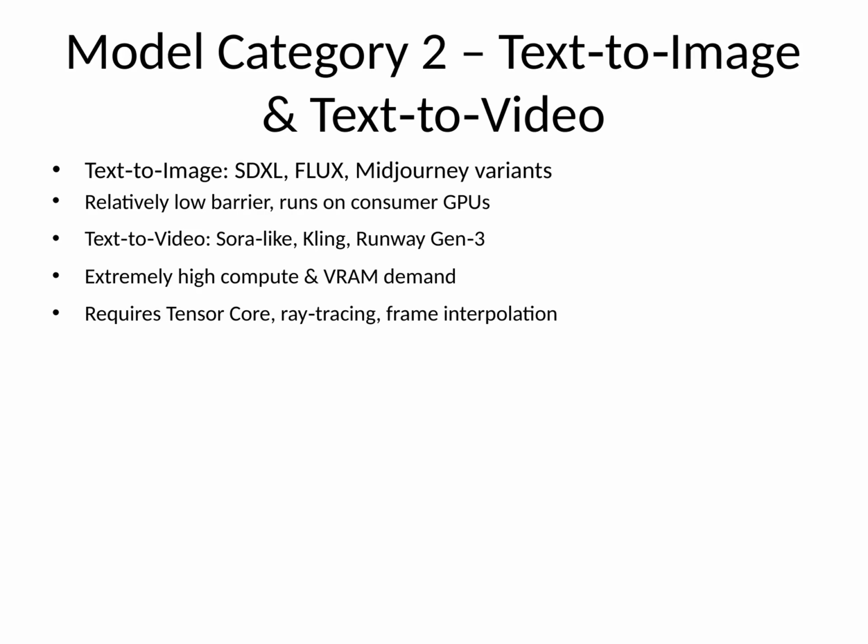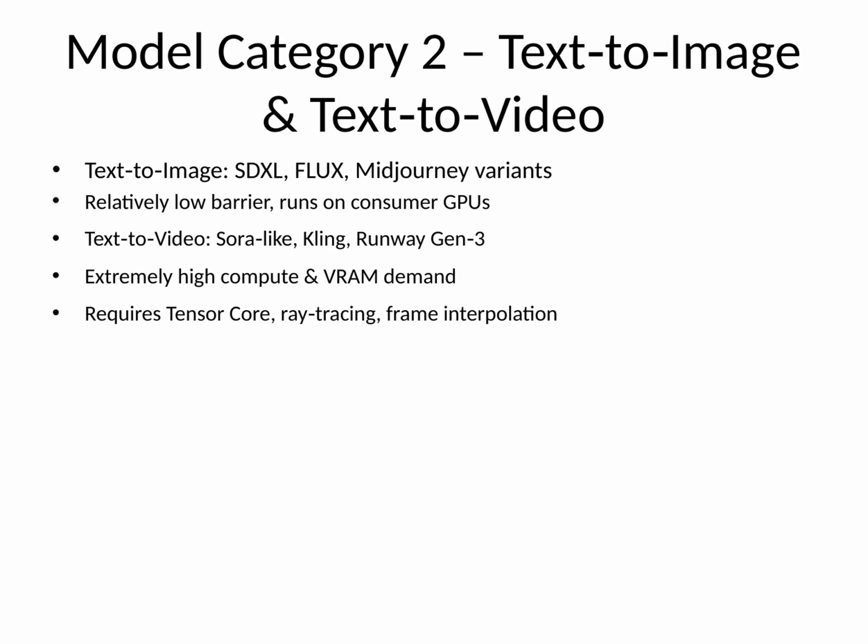The second category includes text-to-image and text-to-video generation models. Text-to-image models, such as modern diffusion-based systems, have a relatively low barrier compared to video. They can run on consumer GPUs with enough VRAM, making them popular for designers and creators. However, text-to-video is a completely different level.